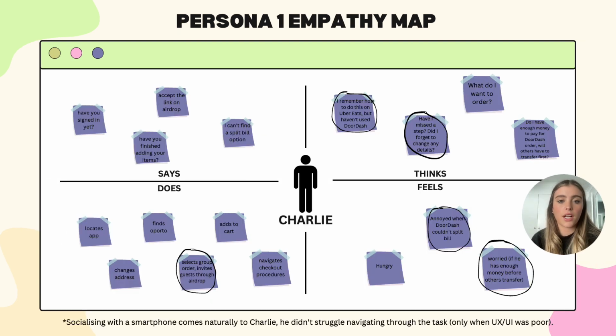So throughout the task, Charlie was thinking, I remember how to do this on Uber Eats but haven't used DoorDash. Have I missed a step? Did I forget to change any details? He felt annoyed when DoorDash couldn't split the bill and worried if he had enough money before others transferred. And he selected group order and invited guests through AirDrop. Socialising with a smartphone came naturally to Charlie. He didn't struggle navigating through the task, only when UX UI was poor.